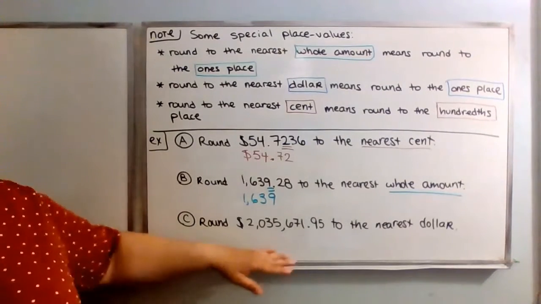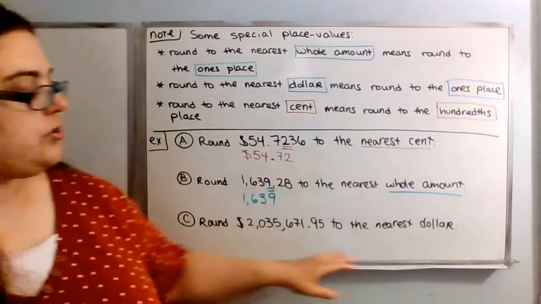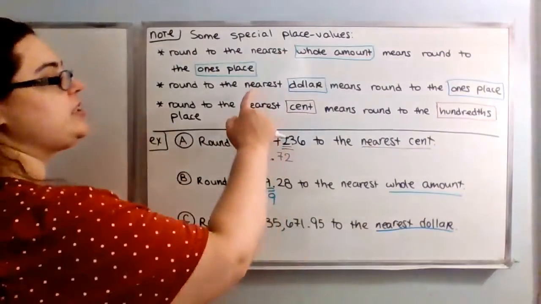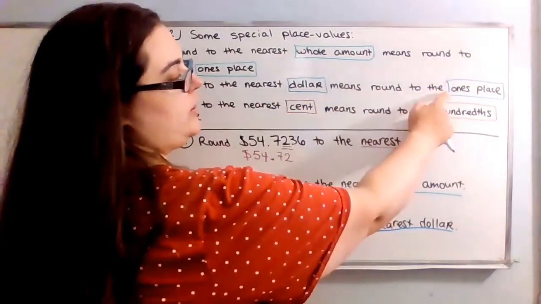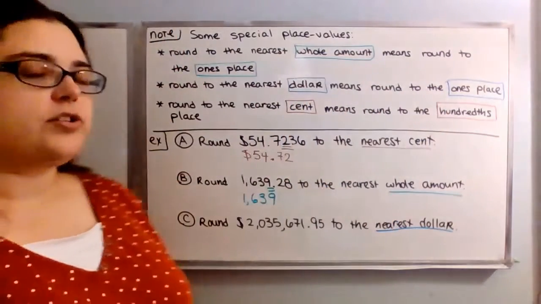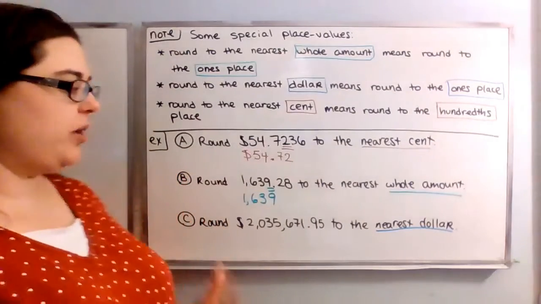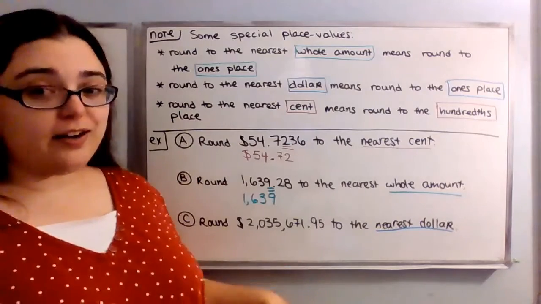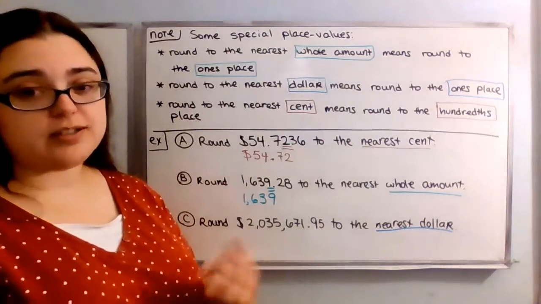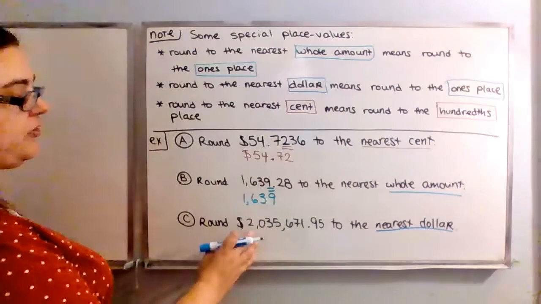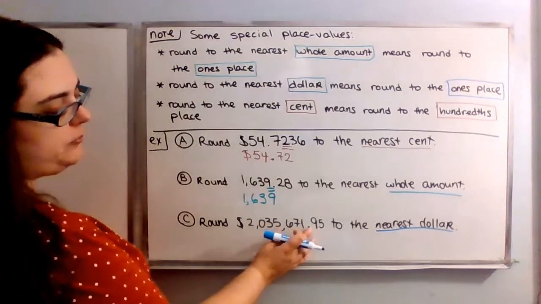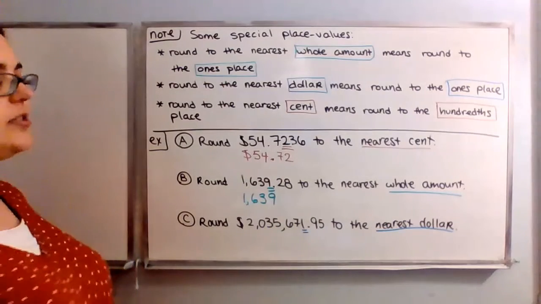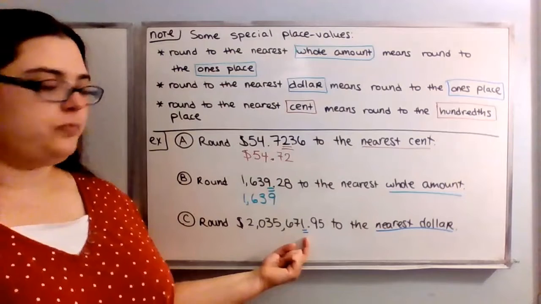And lastly, we're going to round this big number to the nearest dollar. So rounding to the nearest dollar means once again, we're going to round to the nearest ones place. So this one's a little bit tricky because we've got a bunch of symbols here, and that can be a little overwhelming. So I've got to be really careful, make sure I'm looking for the decimal point to find the ones place. So we've got some commas. Here's our decimal point. So immediately to the left of the decimal point is our ones place. So this is where we're going to be rounding to.